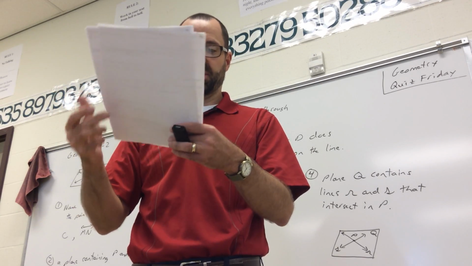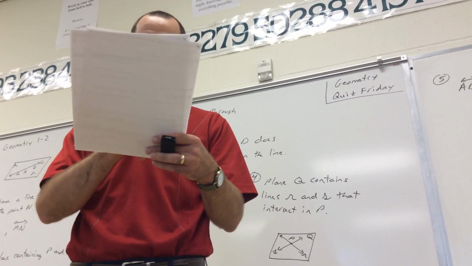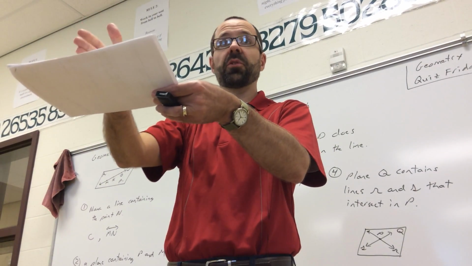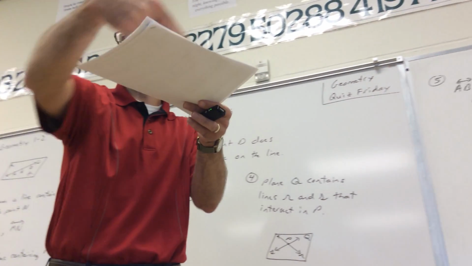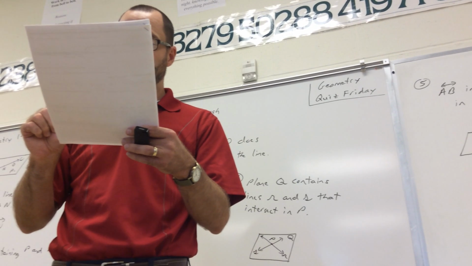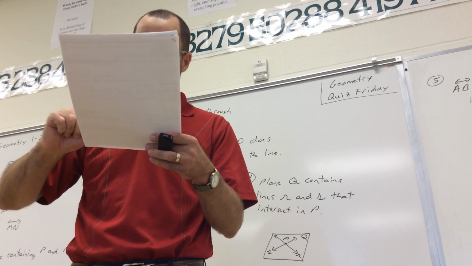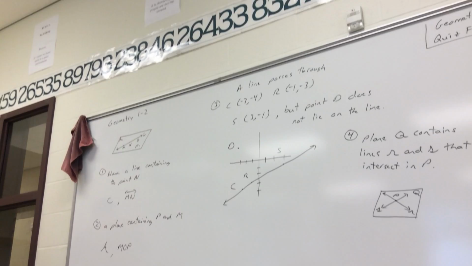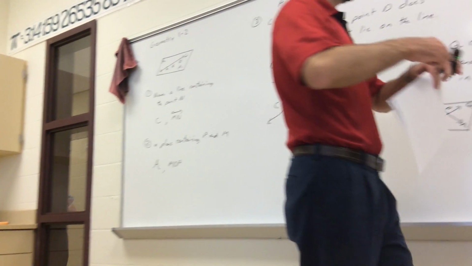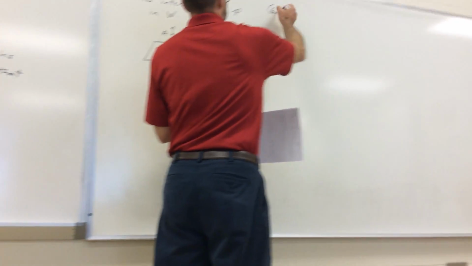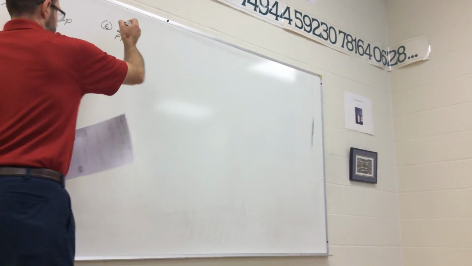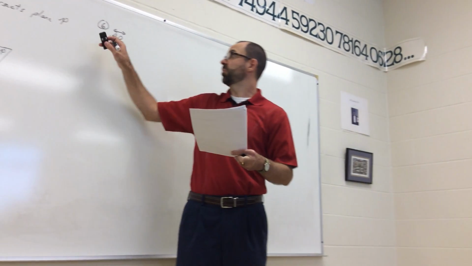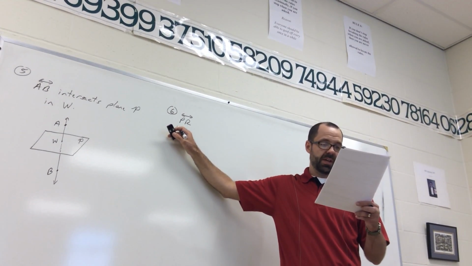Okay, so now let's look at number 6. It says, name the intersection of planes A and B. So A is the flat one, and B is the one coming down through. And when they hit, this line. And what they're asking for is the name of that line. And if you look at that, that's the line from P to R. Okay, so the name of the intersection is PR. So number 6 said, name the intersection of planes A and B, and that's PR.